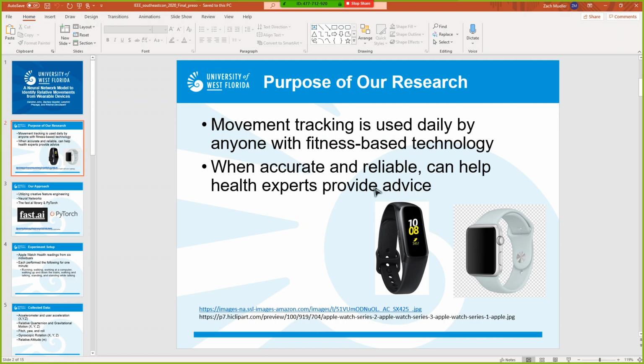And the purpose of the project was movement tracking's used daily by almost everyone that has fitness-based technology. So, it's in your iPhones, it's in your Android devices, it's in your smartwatches, and from a health perspective, your doctors and physicians will look at this data to try and give you accurate and good advice, but that's only as good as the data that the devices provide.